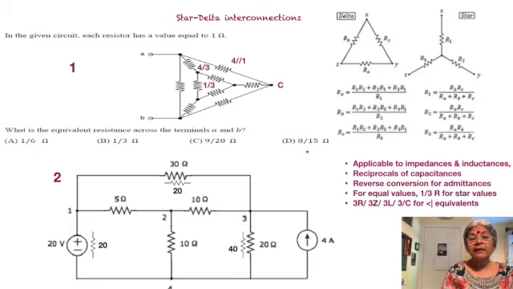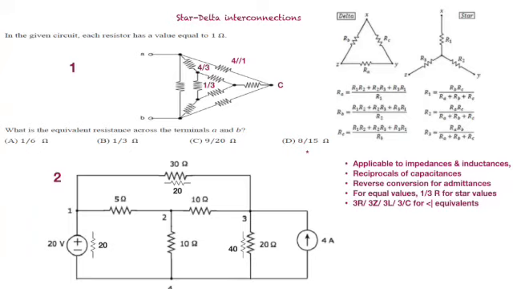On the other hand, if we have the components equal in a star structure, then the delta equivalent will be 3 times the resistor, the impedance or the inductance, and 3 times the reciprocal of the capacitance, or C by 3 would be the values of the delta equivalent of a capacitor.